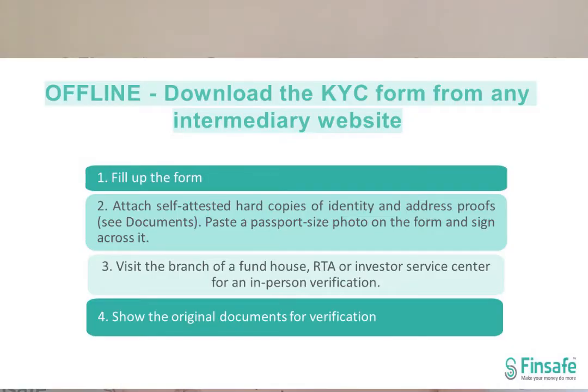If you're doing it offline, here is what you need to do. You can download the KYC form, and this can be downloaded from the AMFI website. You fill up the form and of course you need to attach hard copies of your identity proof as well as your address proof and your passport size photo. Now this KYC form can be submitted at any of the registrar and transfer agents like CAMS or Karvy or an investor service center, or it can also be done at the branch of a mutual fund, and of course you'll have to carry your original documents for verification.